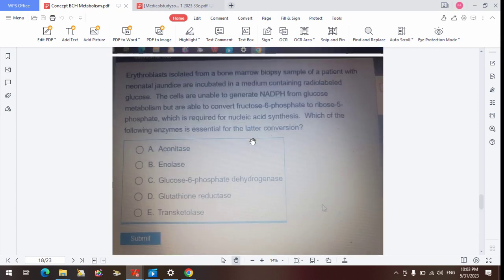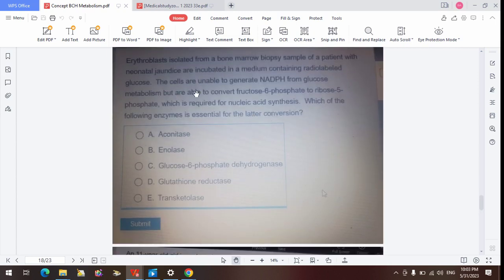Yeah. So look at it. They said the cells are unable to generate NADPH from glucose metabolism, but they are able to convert fructose 6-phosphate to ribose 5-phosphate. Which of the following enzymes is essential for that latter conversion?